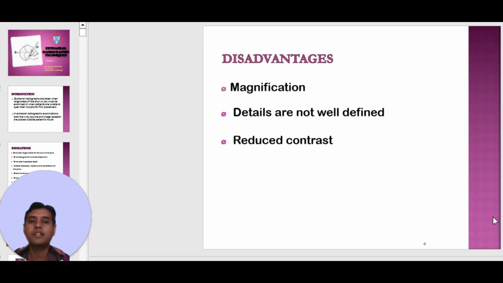The disadvantages of extraoral radiographs are that they lead to magnification, details are not well defined, and they have reduced contrast.